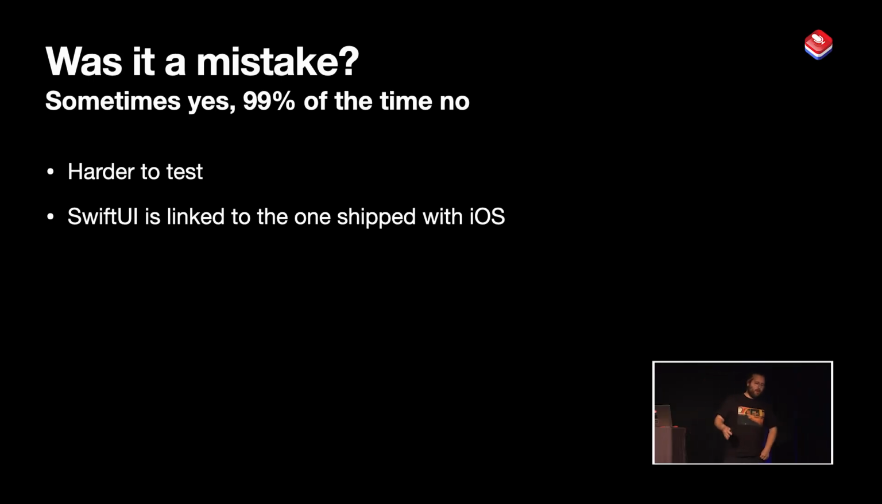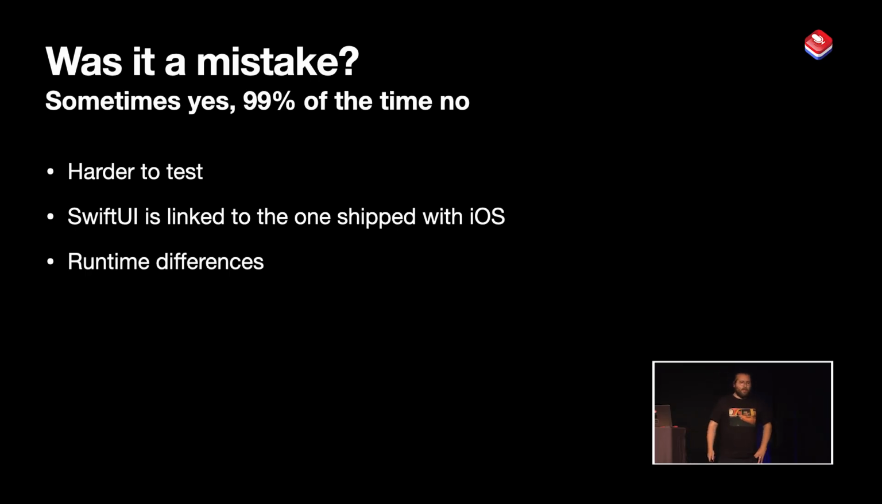SwiftUI is linked to the version shipped in the iOS device. So what you have in the simulator, you also have to test on device, and sometimes you have to test on iOS 14, iOS 14.1, iOS 15, iOS 16, and you could get slightly different behavior, and you could have to use some workaround, but it's getting much better, and it's not that time consuming. Yeah, and as I said, because of that, we have some runtime differences, and I had to make this slide about the mistake, because if there was no mistake, you would not believe me.